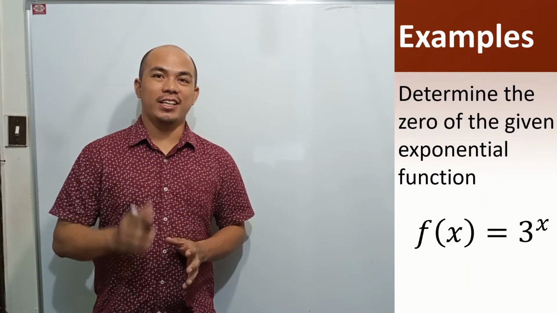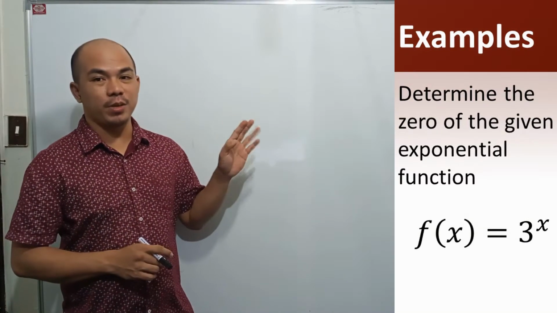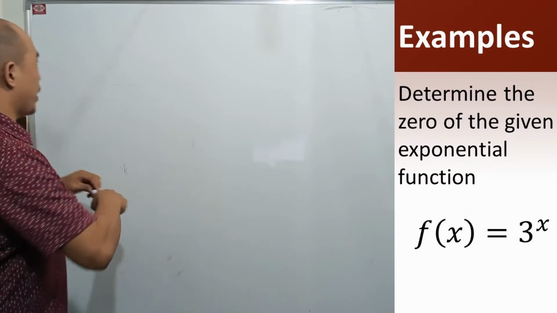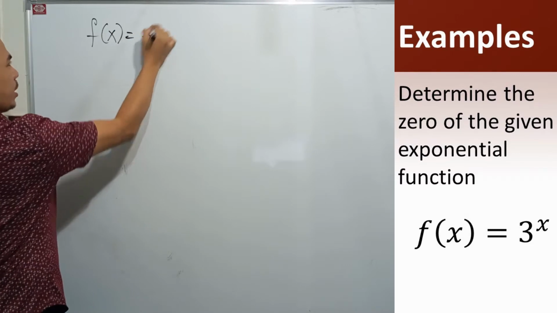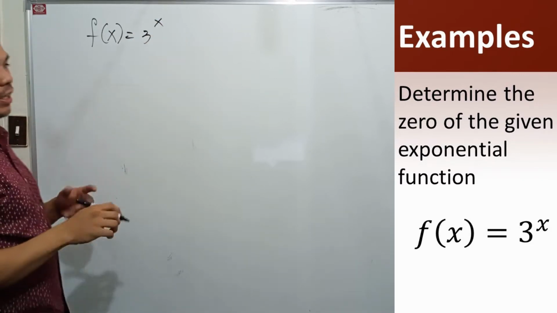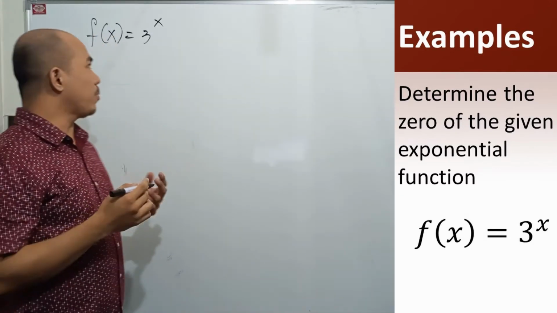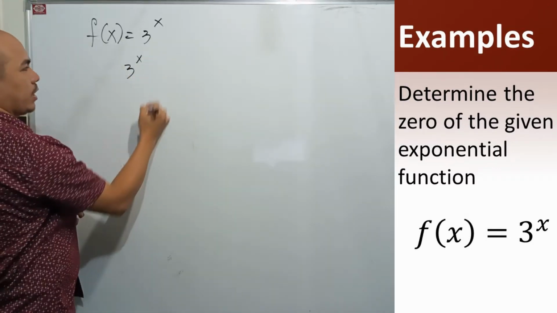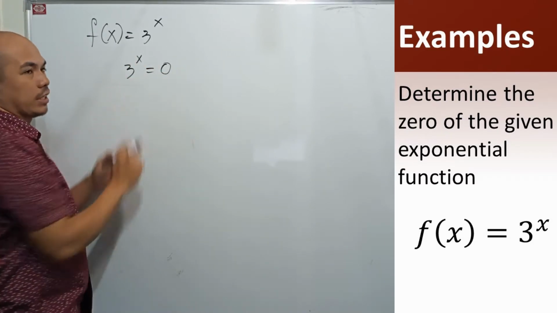Para mas maunawaan natin, let's have our examples. Let's say we are asked to determine the zero of the given exponential function f of x is equal to 3 raised to x. So, ang sabi natin kanina, to find the zero of a function, we are going to equate our function to 0. So, that means yung 3 raised to x natin, equate natin siya sa 0. So, 3 raised to x is equal to 0.